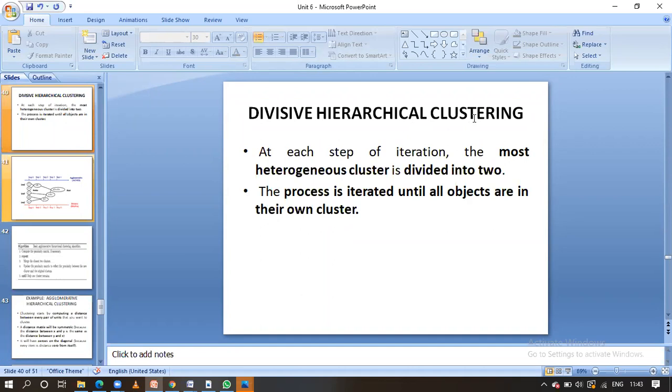That is the reverse phenomenon of agglomerative hierarchical clustering. In this divisive hierarchical clustering, we are going to start from the root. We divide it into individual clusters based on heterogeneousness. Homogeneous means objects with similar properties are combined, whereas heterogeneous means objects with different properties, so we divide them into two clusters. The ending step is that all the objects will be in their own clusters.